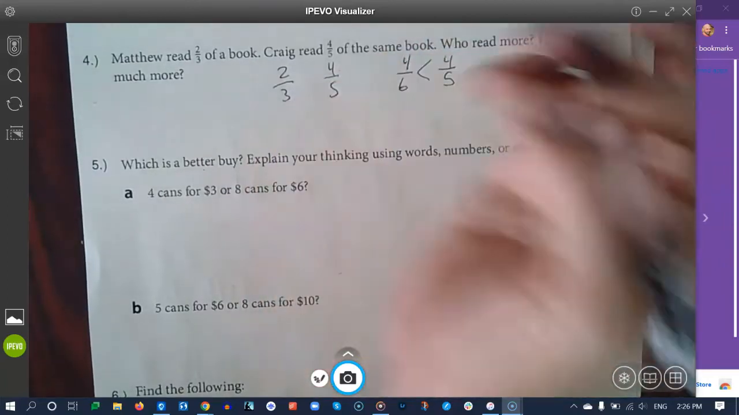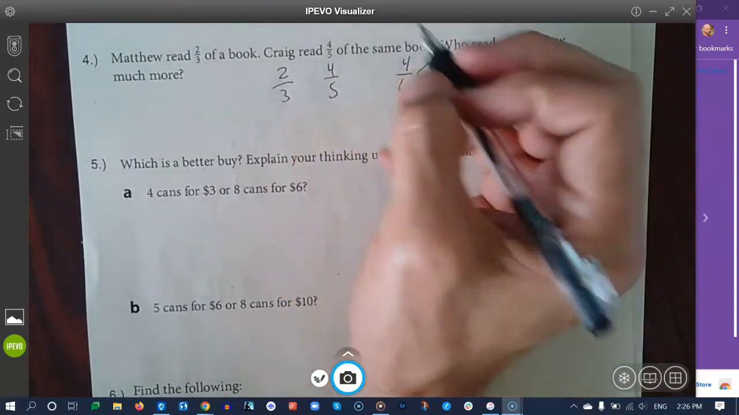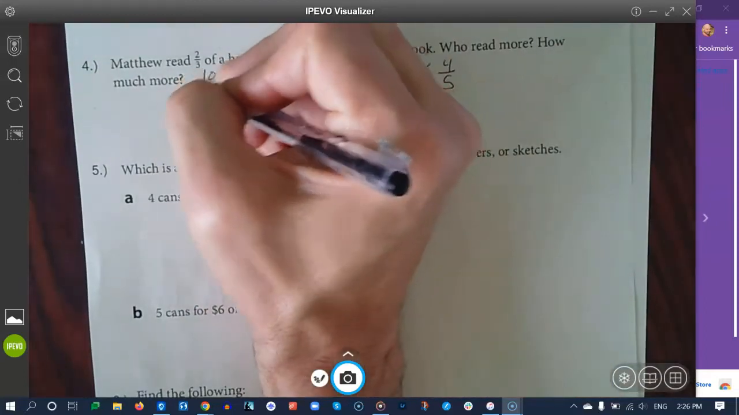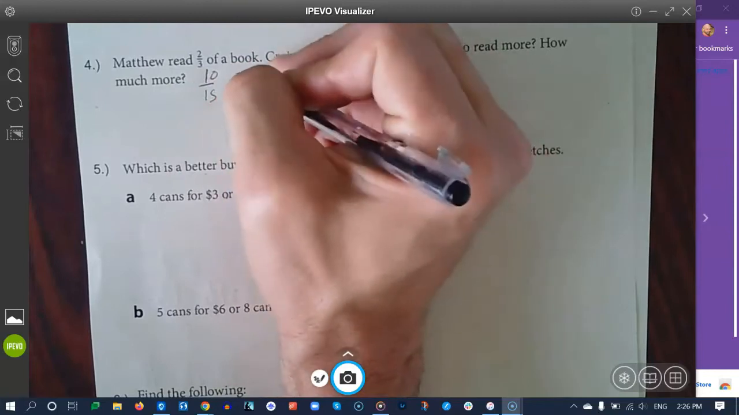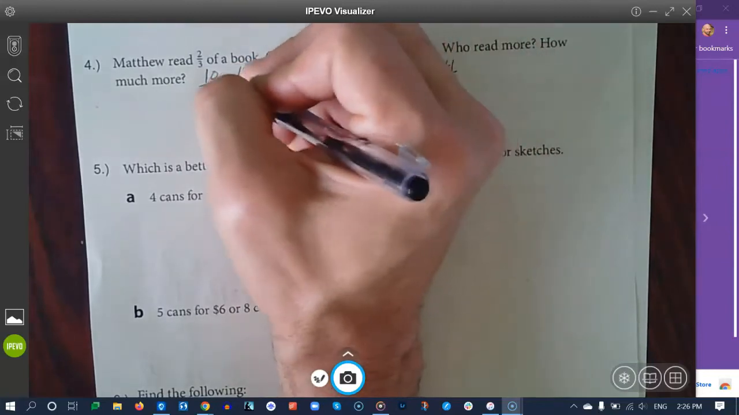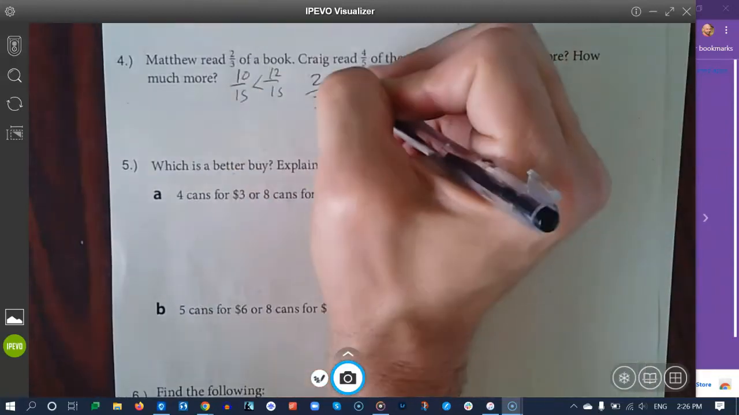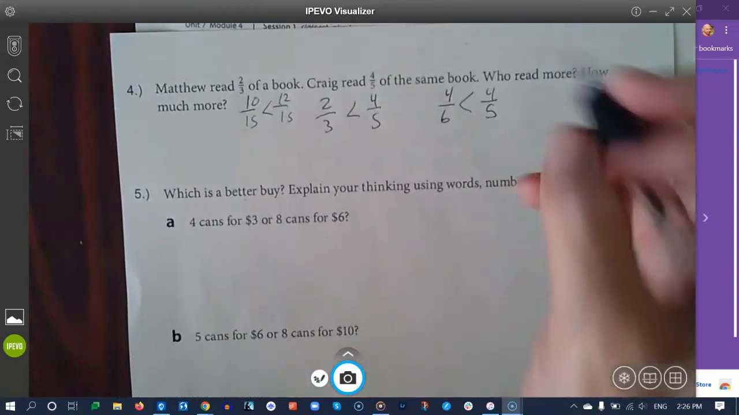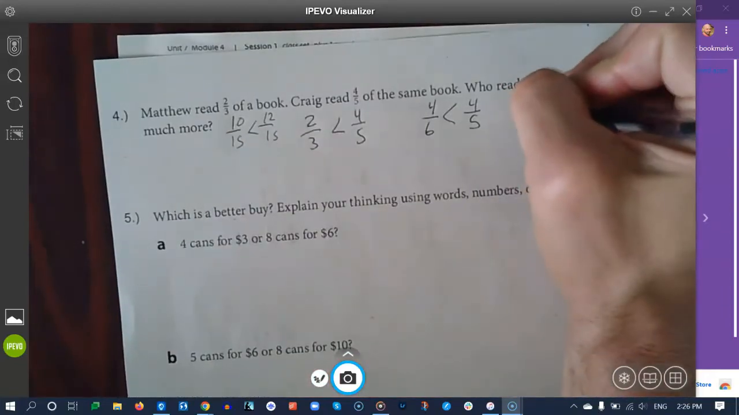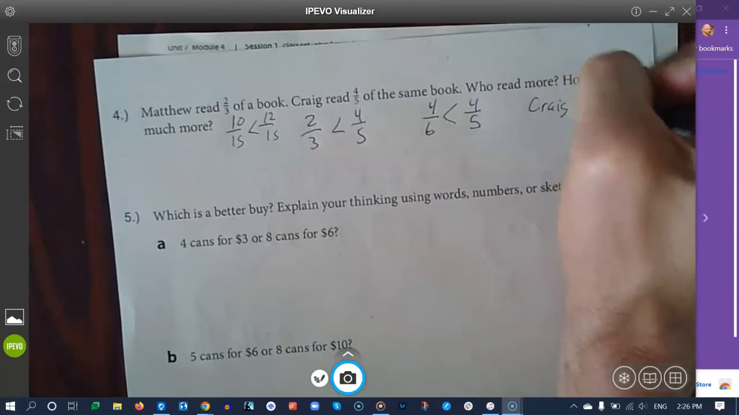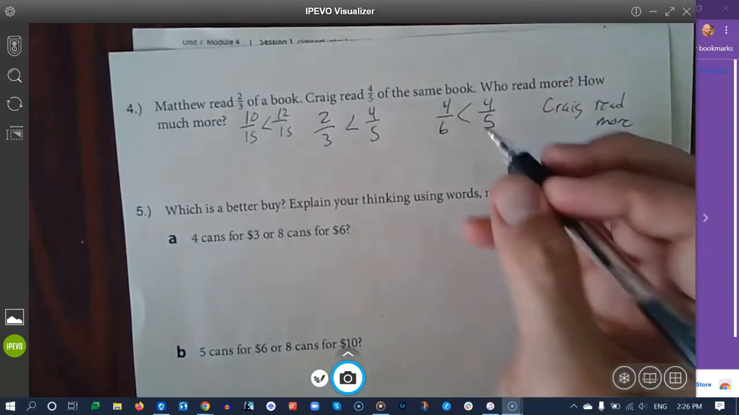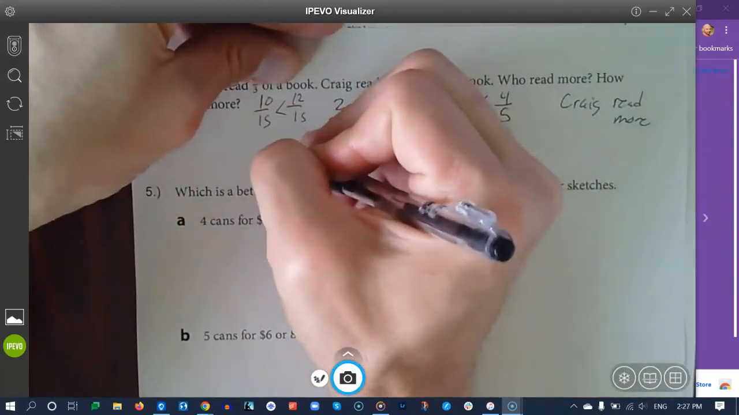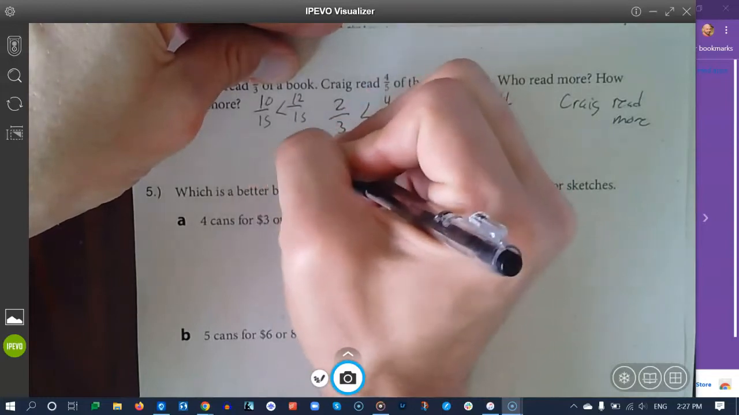If I wanted to look at the denominators, I'm going to make those 15ths. So that would be 10/15. That's what 2/3 is compared to 12/15. So again, still the same. So Craig read more. And now we have to find out how much more. We subtract 4/5 minus 2/3.